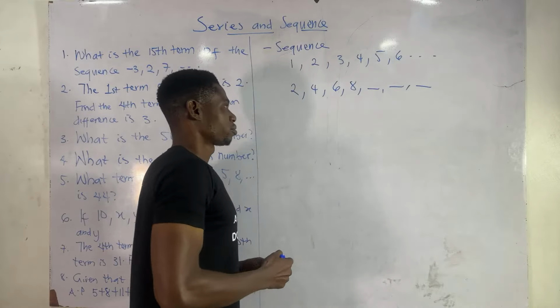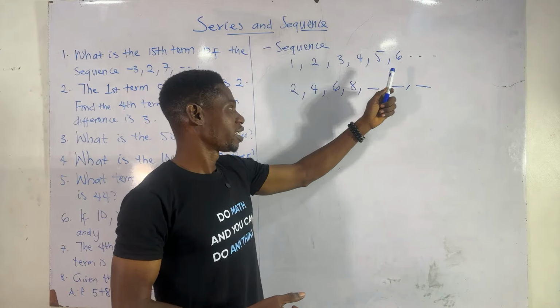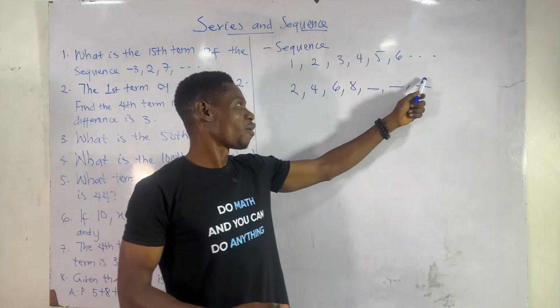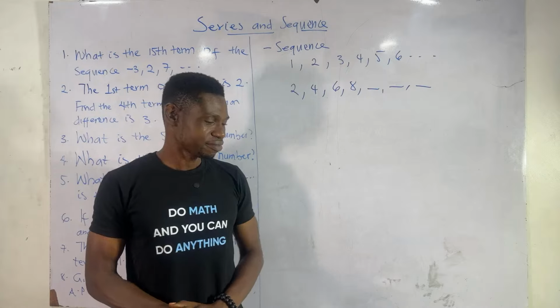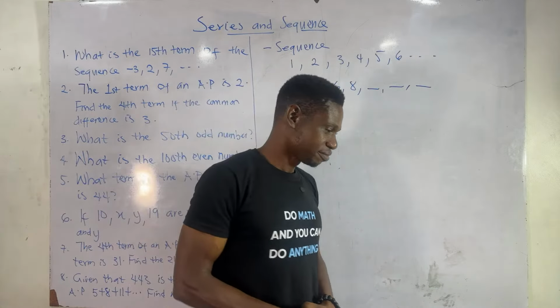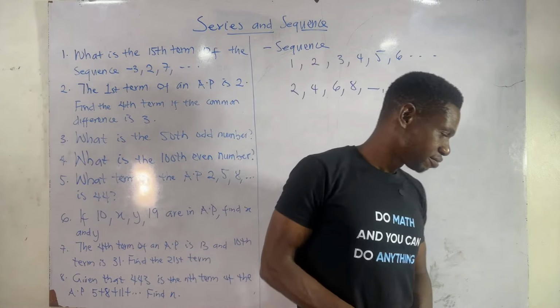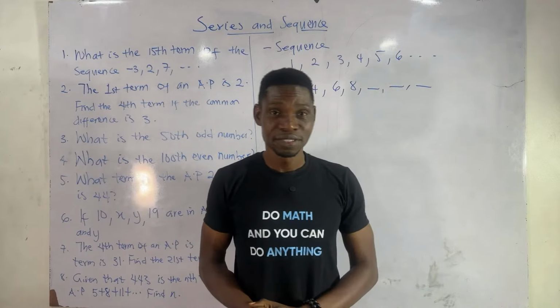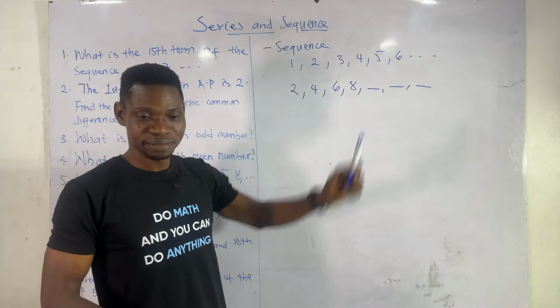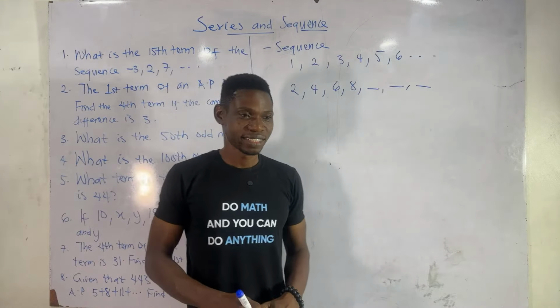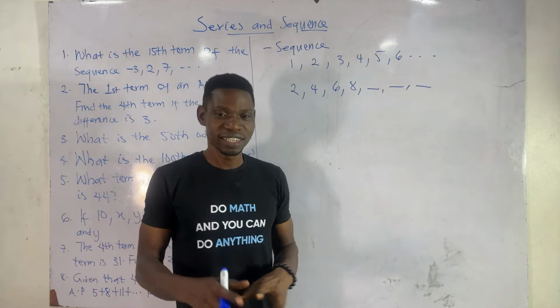Look at this: 2, 4, 6, 8. All right. So what will be the next number here? What will be the number here? And what will be the number here? So I'm waiting. I want to hear. Okay. So the first one will be what? So let me get the comments.